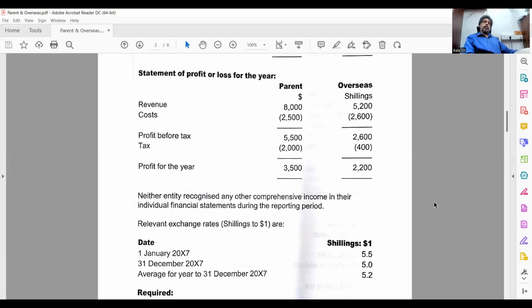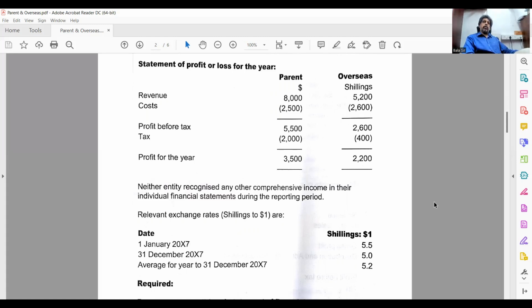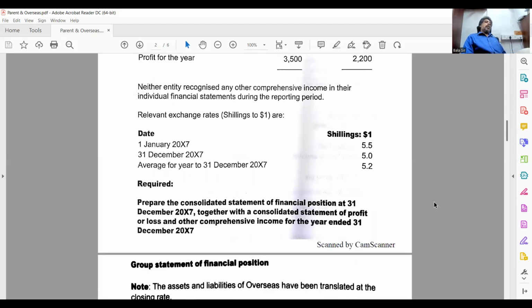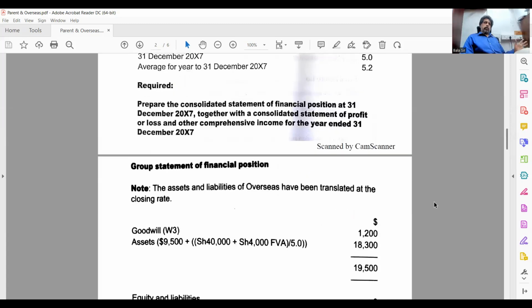Then relevant exchange rates are given. On 1st January 20x7, shillings per dollar is 5.5. Then 31st December 20x7, 5. And the average for the year to 31st December 20x7 is 5.2. Then the requirement: prepare a consolidated statement of financial position at 31st December 20x7 together with the consolidated statement of profit or loss and other comprehensive income for the year ended 31st December 20x7.